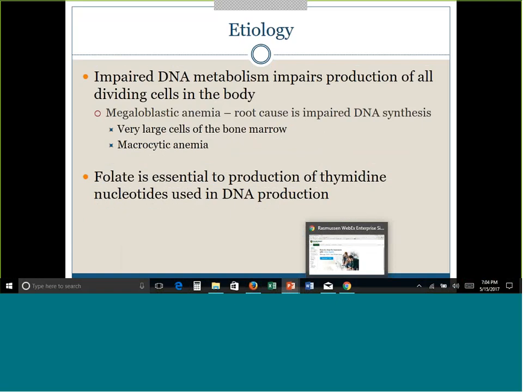But the whole premise behind this chapter is we're going to focus on a new anemia. And the anemia this week in this chapter is all about impaired DNA metabolism. So every cell in our body has DNA in it. And if you impair that DNA process, then you impair how we're making our cells in the first place, which is what is going to result in the anemia occurring.